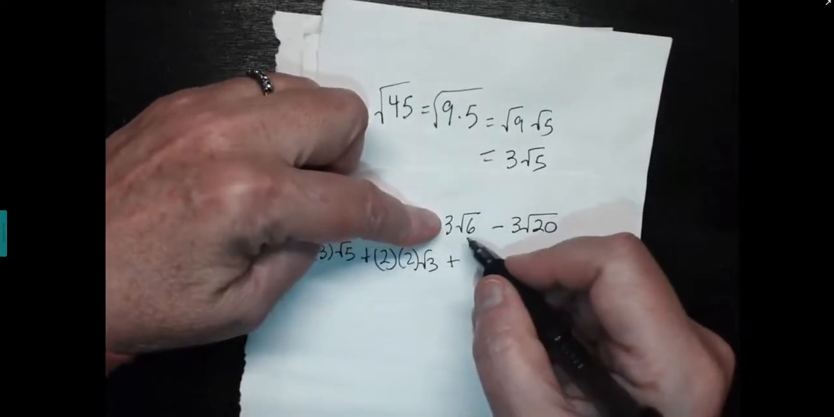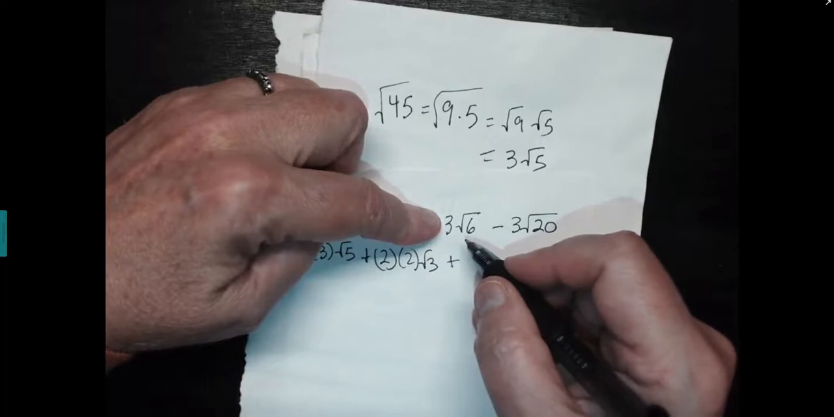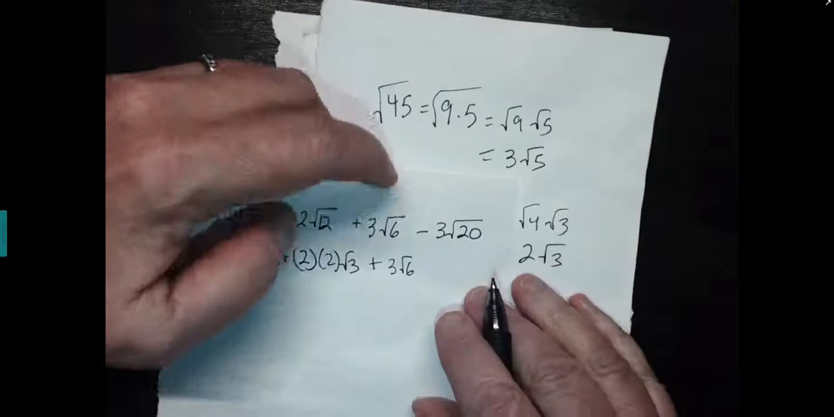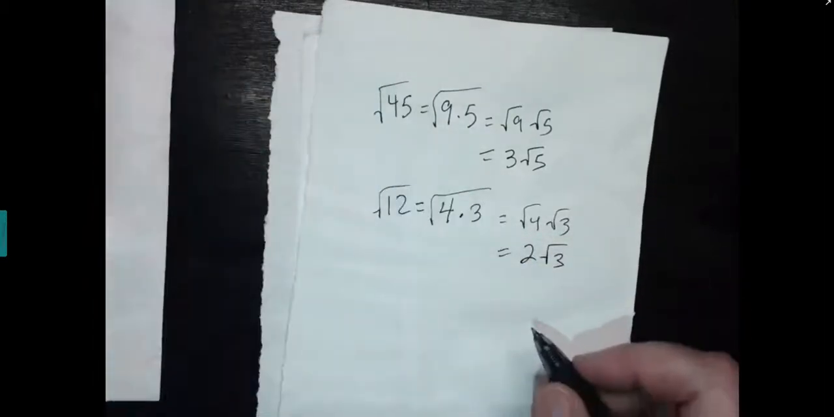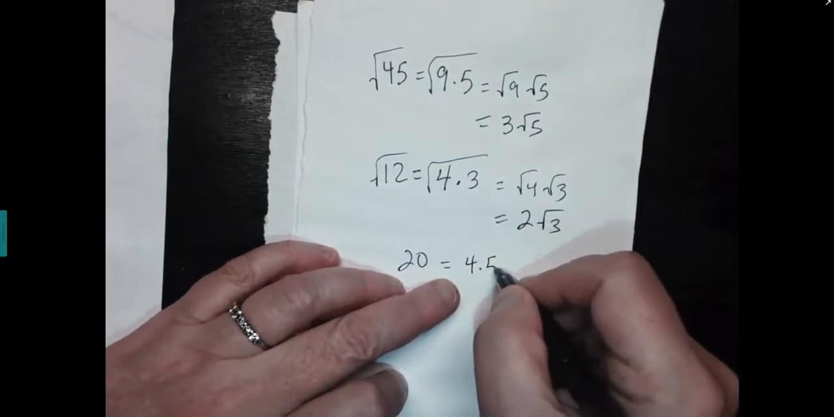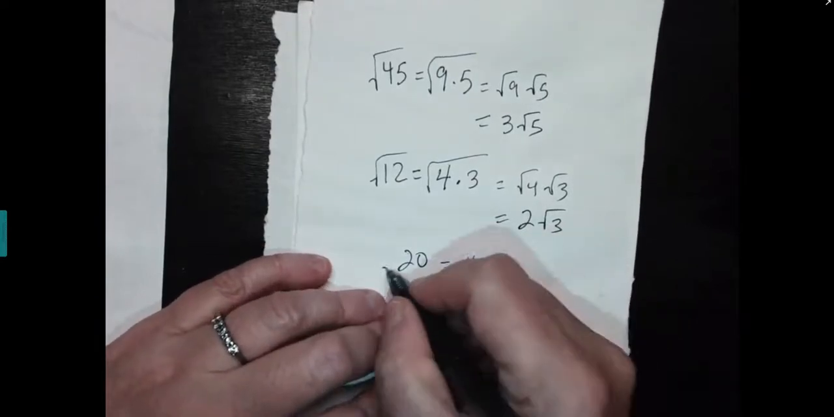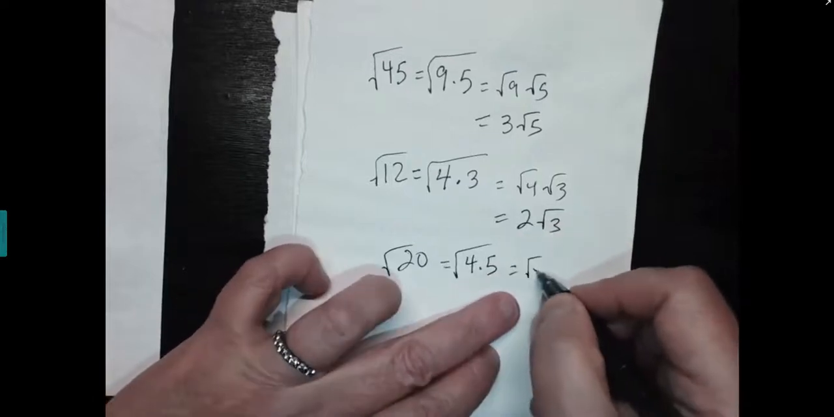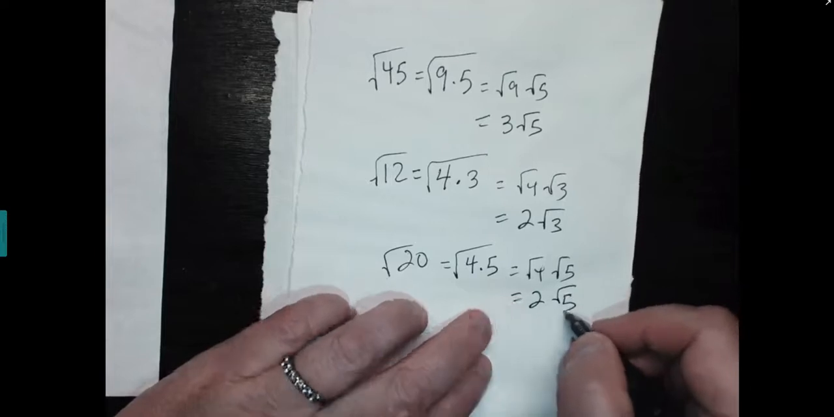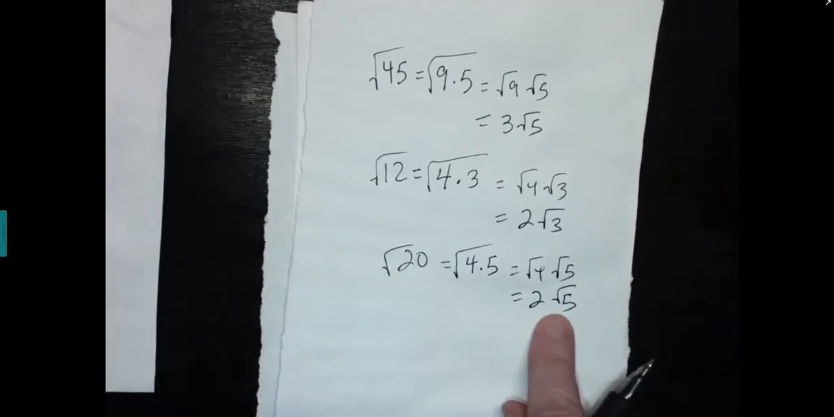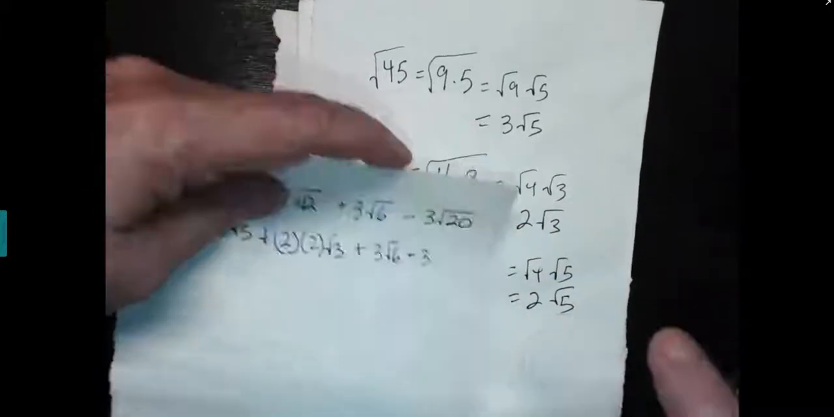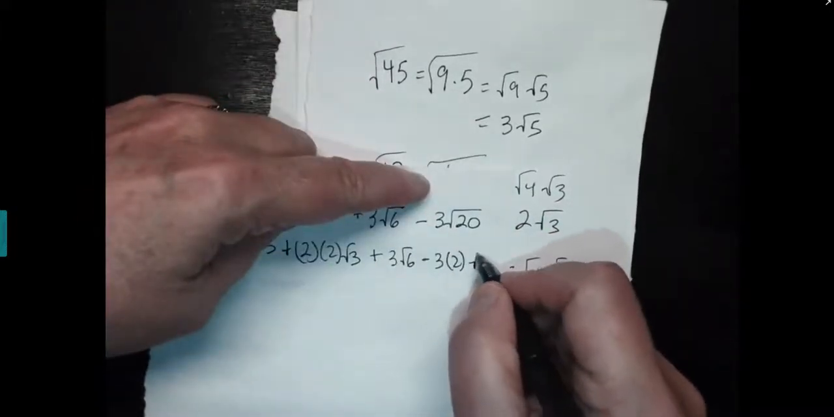There's nothing I can do with the 6. 6 is 2 times 3. Neither one of them is a perfect square, so I can't do anything with that. Now, what about 20? 20 is not a perfect square, but I can write it as a product where something is a perfect square. So I'll have that. And square root of 4 is 2. So instead of square root of 20, I'm going to have 2 times the square root of 5. So I'm going to have minus 3, I'm copying that, times 2 times the square root of 5.